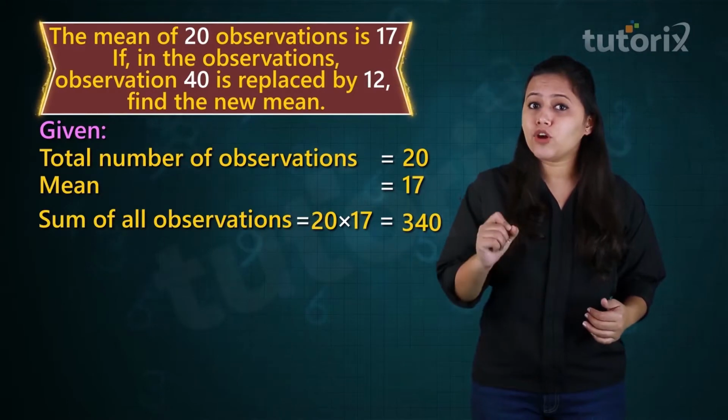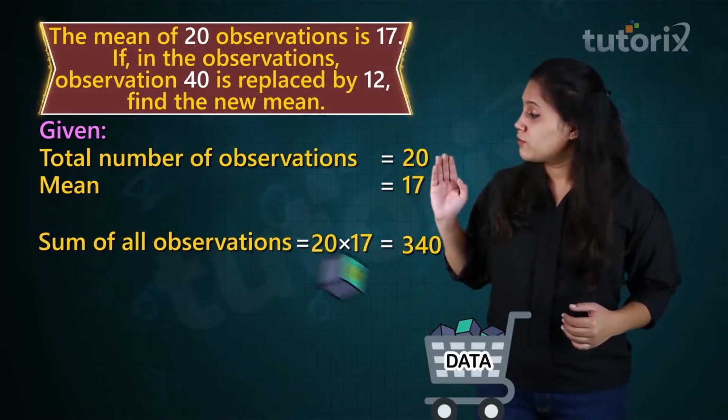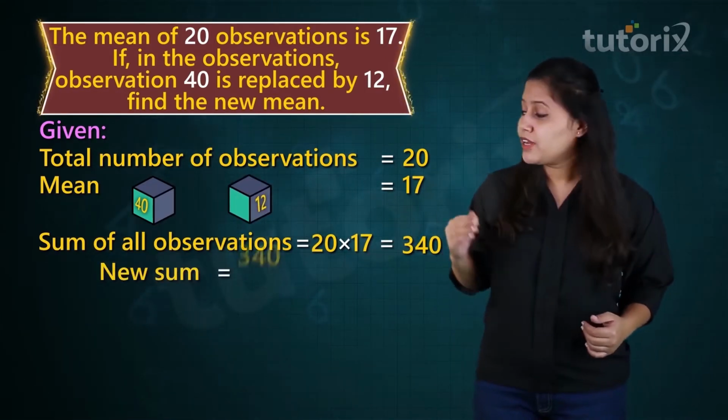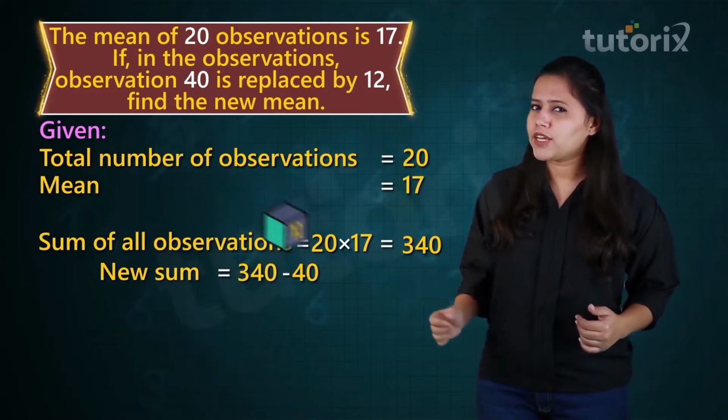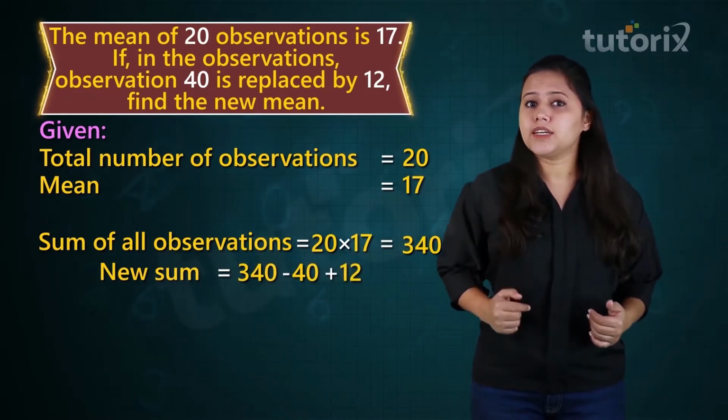Replace the observation 40 by 12. So, if we remove the observation 40 from this sum and insert 12 at its place, the new sum will be 340 minus 40 plus 12, because removing means subtraction and inserting means addition, right?